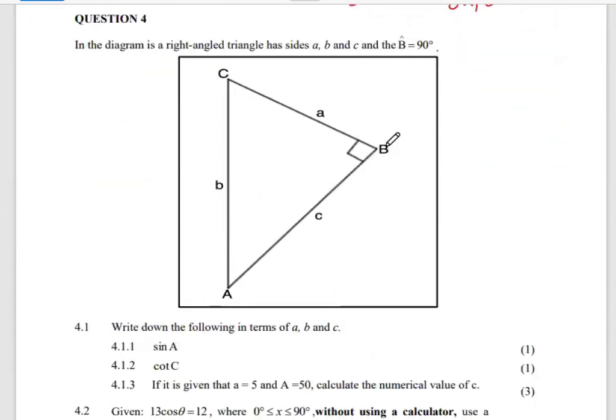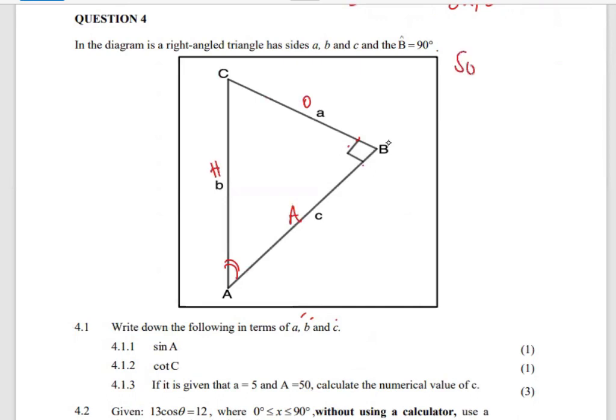Question 4. In the diagram, we have a right angle triangle with the sides A, B, C, and angle B is a 90. Write down the following in terms of A, B, and C: the sine of A. Now, if this is a 90, okay, now they want this. So if A is the angle of reference, this is going to be the opposite, this is going to be the adjacent, this is going to be the hypotenuse.